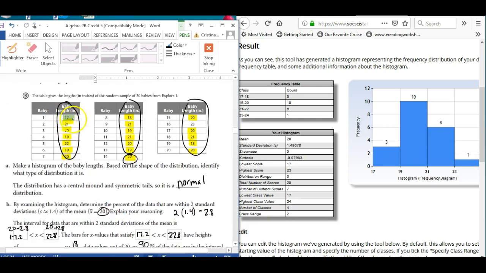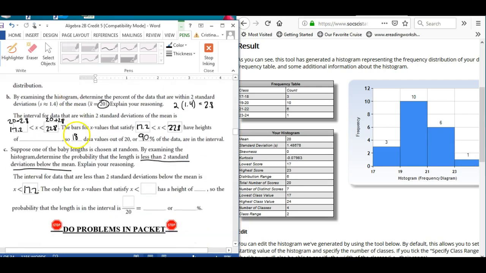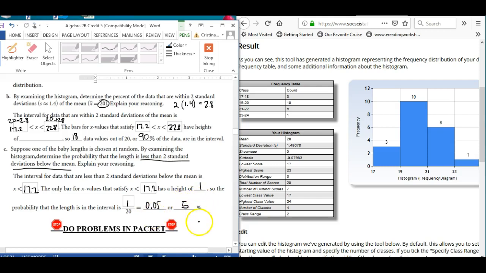And as we can see here, there's really only one baby length that is actually less than 17.2. And there's only one, right? So here, that'll be 1 out of 20. So let's go ahead and divide that out. And you should get this as a decimal. And then that would be about 5% as a percent, of course.